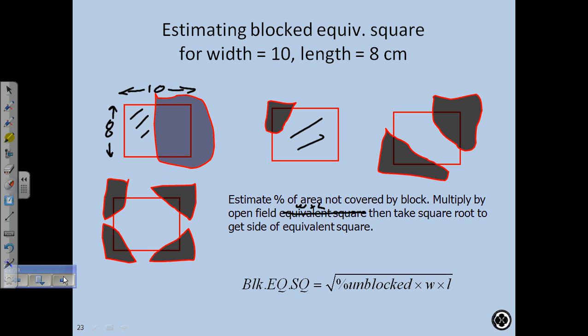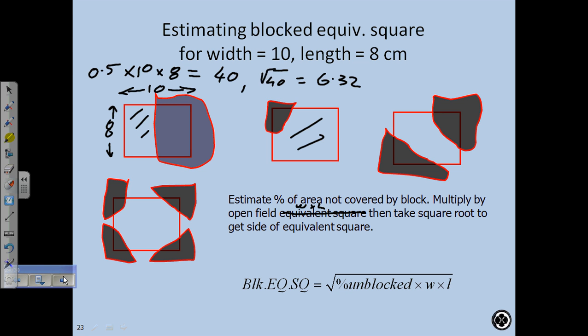What's the percent of area not covered by the block? 50. Multiply by the open field width and length. In this case, we have 0.5, 50%, times 10 times 8, which is 40. So square root of 40 equals what? 6.32. So that's the equivalent square for the block field.